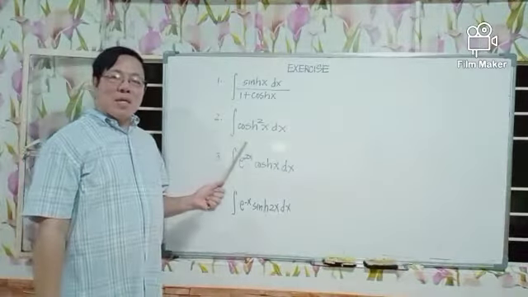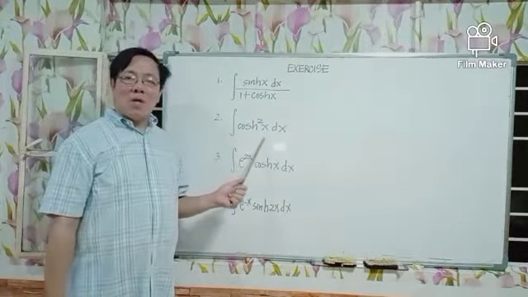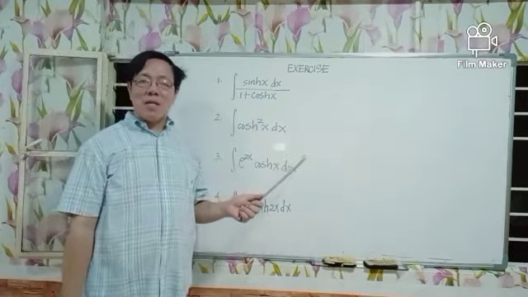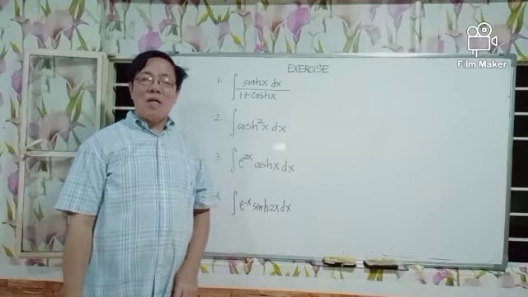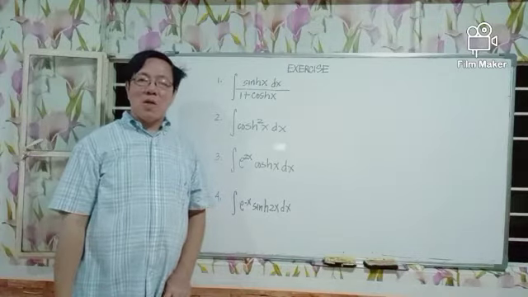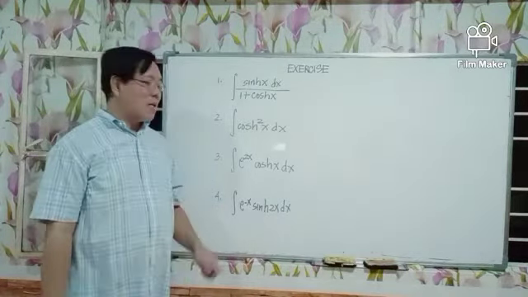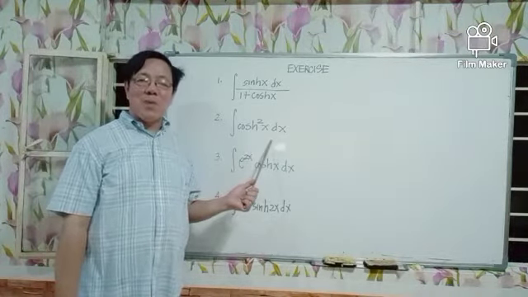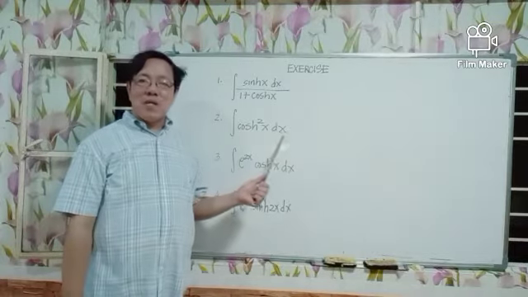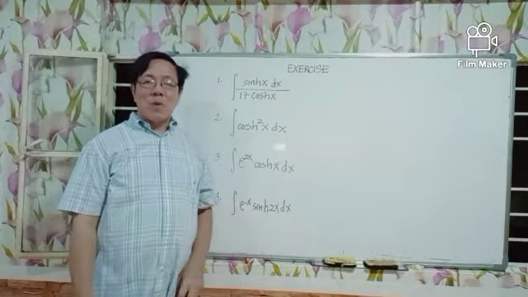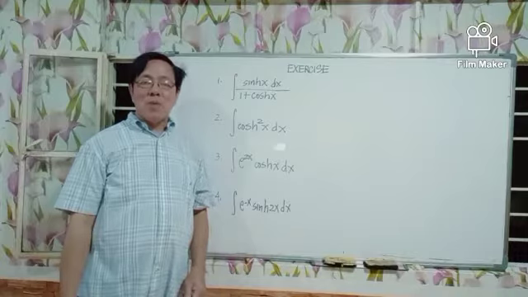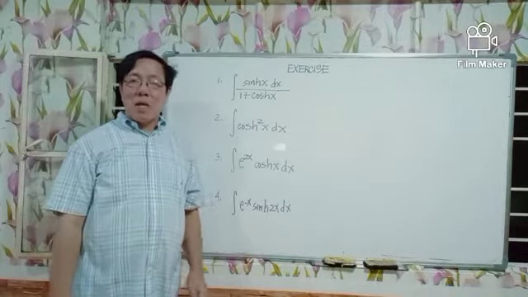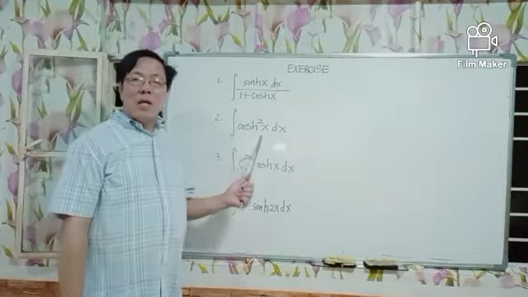Number 2, evaluate the integral of the square of hyperbolic cosine of x dx. In our example, we evaluated the integral of the square of hyperbolic cosine of x with respect to x. And for your exercise, you evaluate the integral of the square of hyperbolic cosine of x with respect to x, as with our second example where we made use of 2 identities. You also make use of the same 2 identities for number 2.